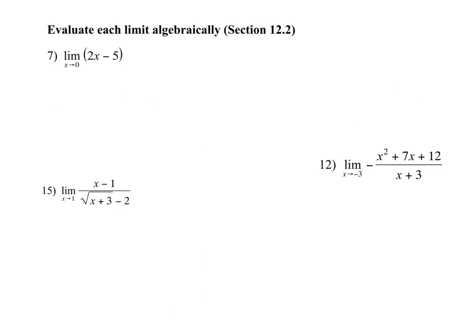All right, algebraically, the very first thing you're going to say is, can I just plug this guy in, right? If I can plug him in, I'm going to do basic order of operations here, okay? And so I look at this first one, number 7, 0 doesn't cause a problem here. So to find the limit, I can just say, well, 2 times 0 minus 5. And I am done. Right? But if I look at the next one, number 12, plugging in a -3 definitely causes a problem. If I just plug it in, then I have a 0 in the denominator.